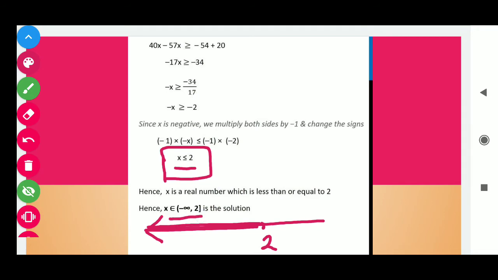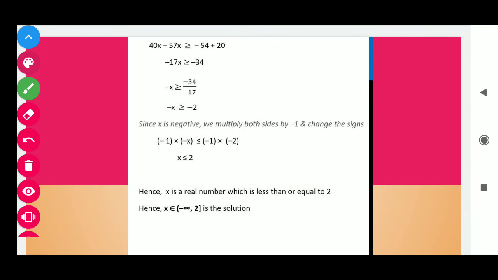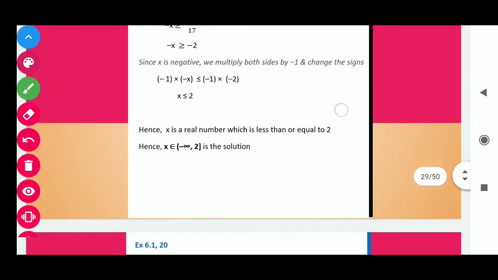Students, you have to notice here that minus infinity must be open because the range of the real line is minus infinity to infinity, an open interval. And with the 2 we are using the equality sign, so we will make a closed bracket here. So in this way you can see that this interval is semi open, semi closed. Now move to the next question.